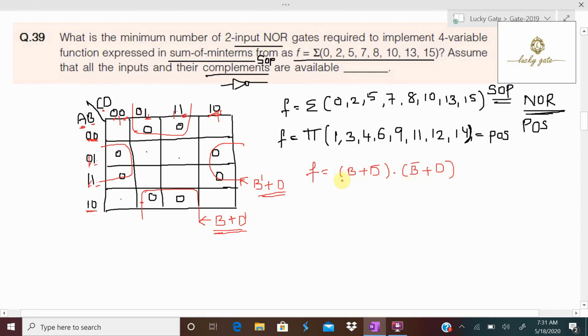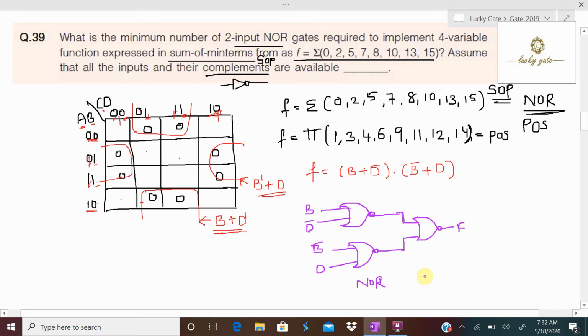Now this can be easily realized using NOR gates. B plus D dash is implemented with one NOR gate. A NOR gate means an OR gate followed by NOT. Here we have two inputs, B and D dash. We don't require NOT gates because the inputs and their complements are already available. One more NOR gate is required to realize B dash plus D, and the outputs of these two NOR gates are fed to another NOR gate to give the final output. So it is a two-stage implementation, which we call NOR implementation.